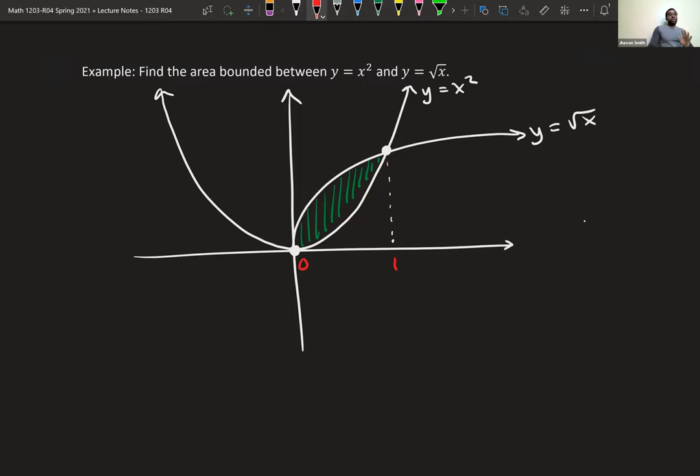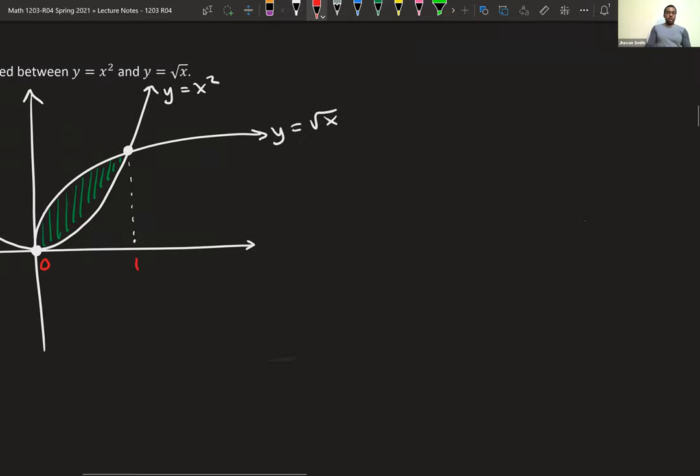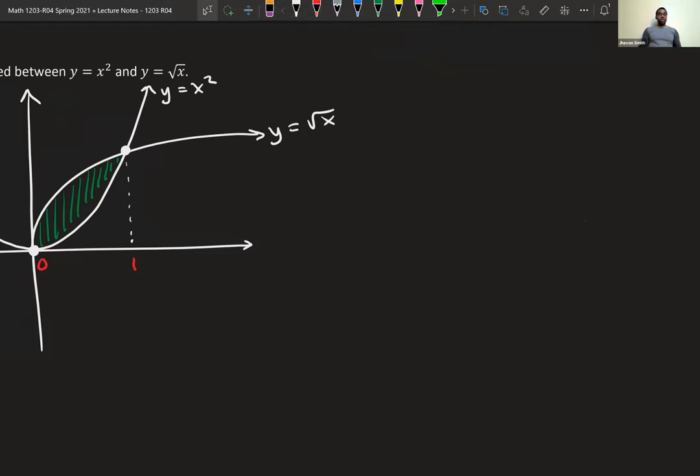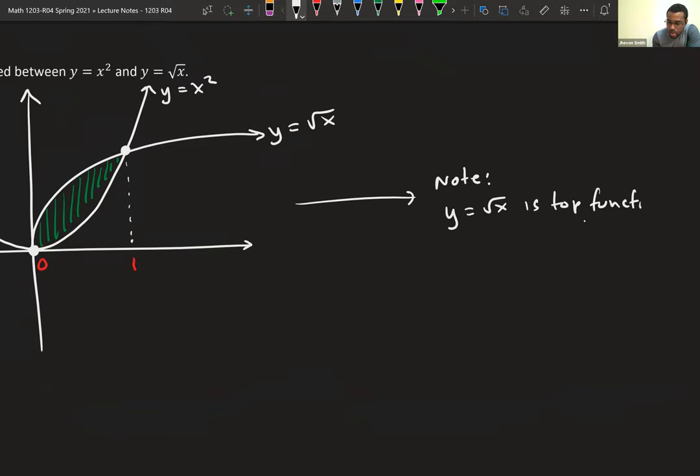Now, if it's not obvious, which it's not always obvious, that it's between zero and one, or the numbers aren't going to be obvious, you can actually figure it out, right? First thing you would note, y equals radical x is the top function. And y equals x squared is the bottom function.